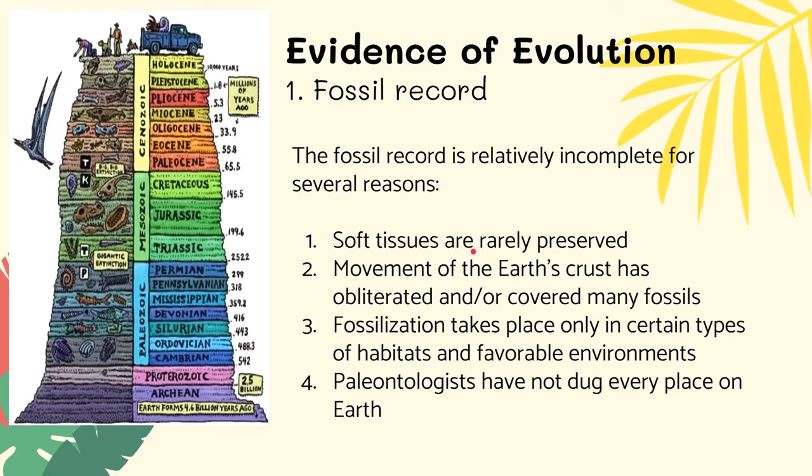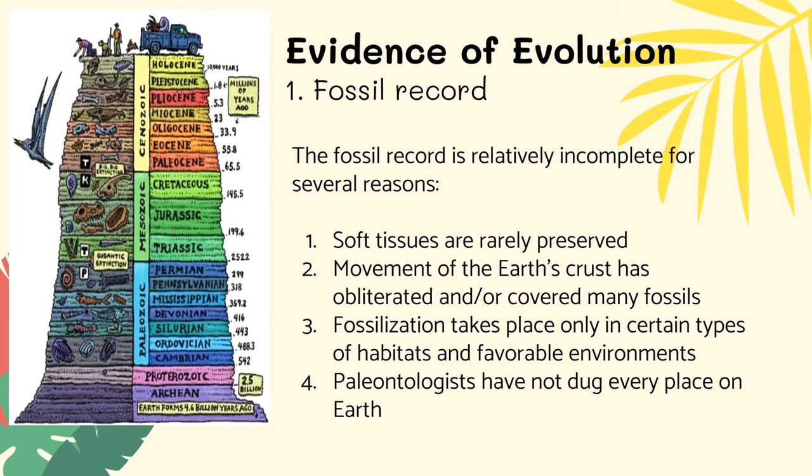Second, movement of the Earth's crust could have destroyed or covered many of these fossils. If you still remember our lesson about the rock cycle, we know that those sediments could eventually be pressed down deep into the Earth and melted and become part of magma. So there's a possibility that some of those fossils got destroyed as well. Or sometimes the fossils from the sediments can be slowly lifted up through endogenic processes to become parts of new mountains, but through weathering and erosion, some of those fossils could have been destroyed.